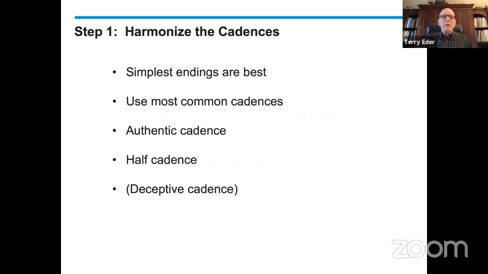Okay. Step 1 in harmonizing this melody is to harmonize the cadences, and certainly simplest endings are best. So we want to use the most common cadences, and those would be the authentic cadence and the half cadence. And the authentic, you can use both perfect authentic and imperfect authentic, and of course the half cadence. Would we need a deceptive cadence? Not really. Now, you could probably write one, that's fine, but the fact of the matter is you don't need to, okay?